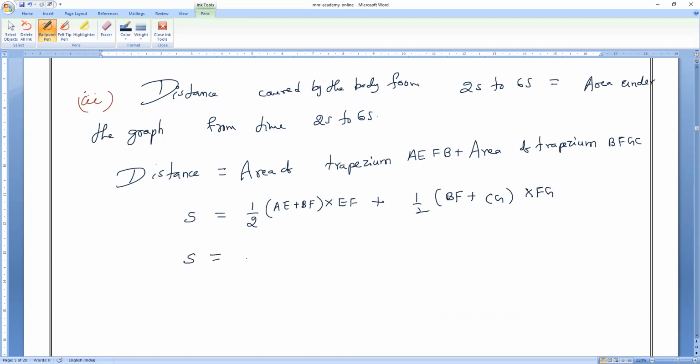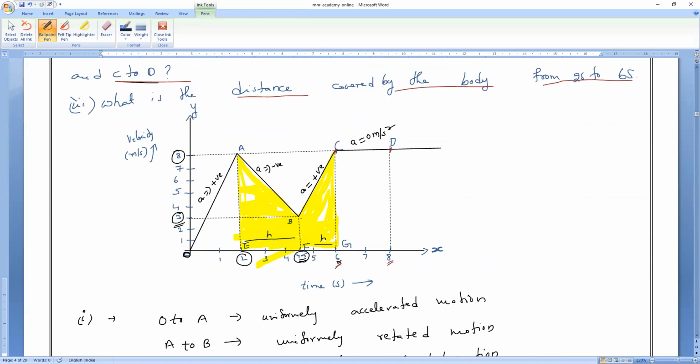Okay, then from the graph we'll write the graph values. First tell me, AE value. AE is 8. Next, BF is 3. Next, EF is 4.5 minus 2, which is 2.5. Clear? 2.5.